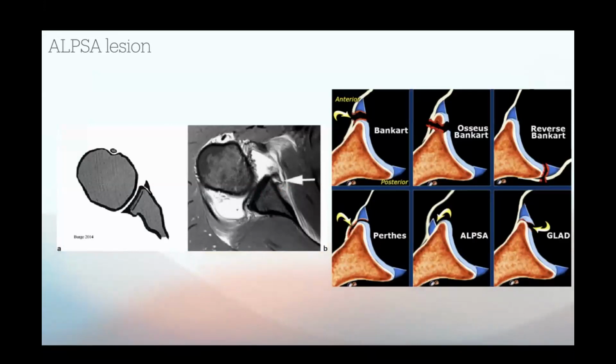Then there is your ALPSA lesion. Your ALPSA lesion is basically an avulsion. This happens on the anterior surface of the glenoid. The periosteum is intact, whereas the labrum has come off.